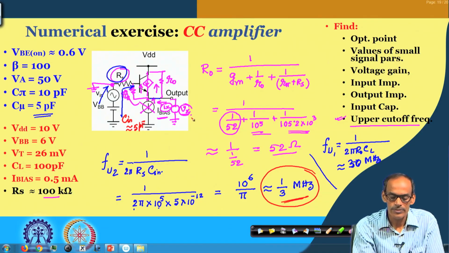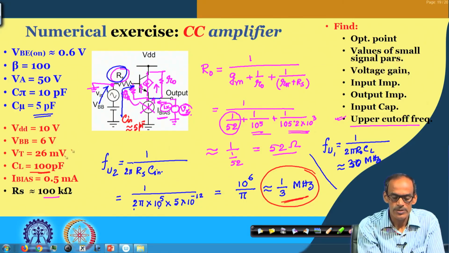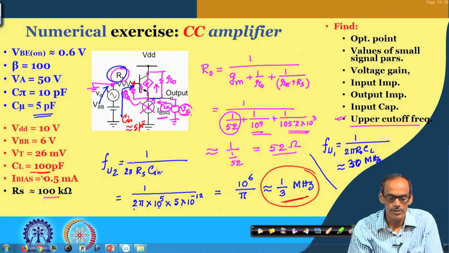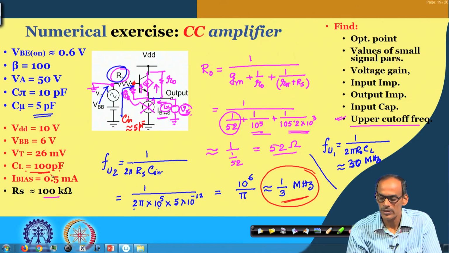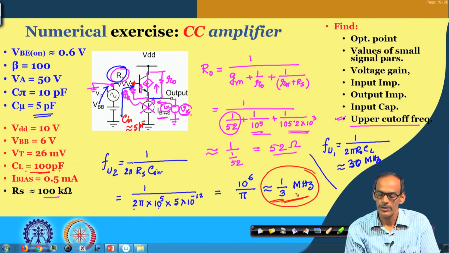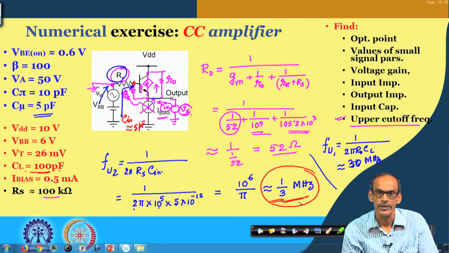Now, in case the load capacitance is directly connected at this point, namely if it is 100 picofarad, obviously this Rs and this CL would have created an upper cutoff frequency much lower than the 1/3 megahertz you are getting here.